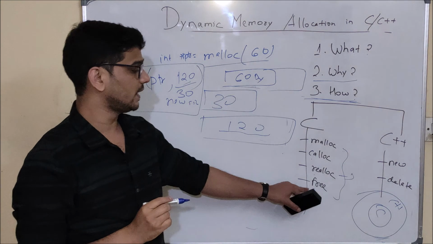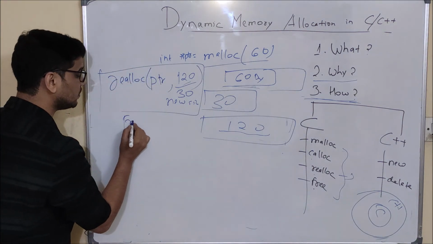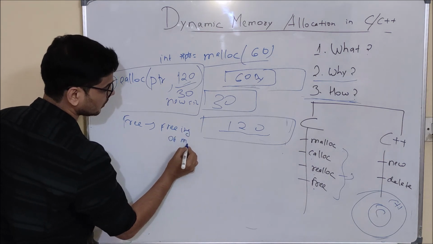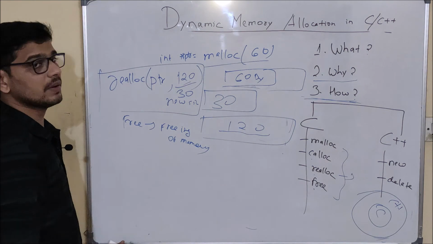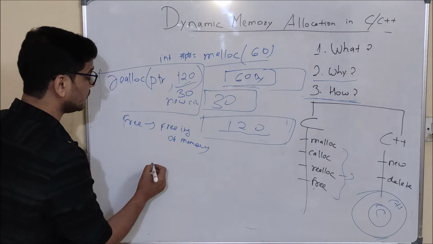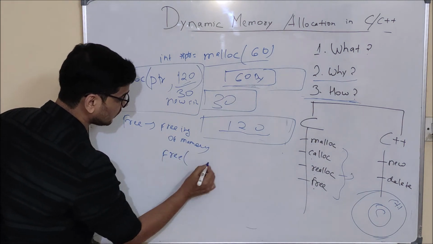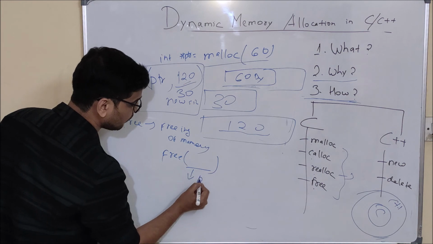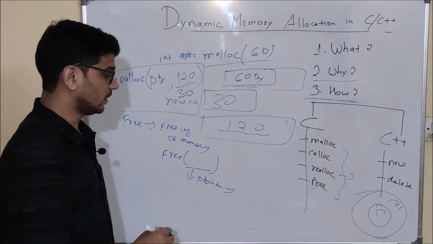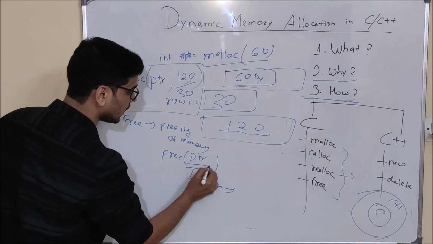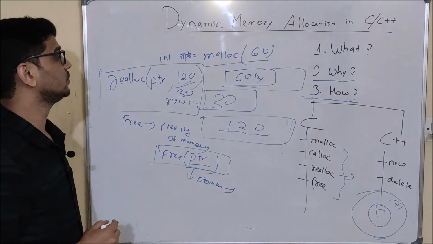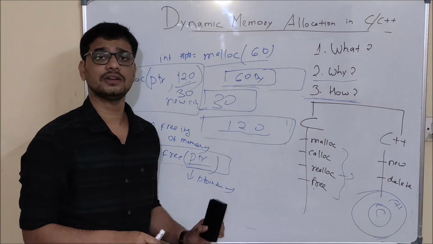Now let's come to the last one, that is free. As the name suggests, it is used for freeing memory. What memory? The memory block which we have taken using the malloc and calloc functions. And how are we going to do it? The free function will take one parameter. What is that parameter? The pointer name in which we have stored the starting address. So free ptr, and it will free this memory, 30 bytes of memory, 120 bytes of memory, 60 bytes of memory, and say to the operating system that you can use it now.